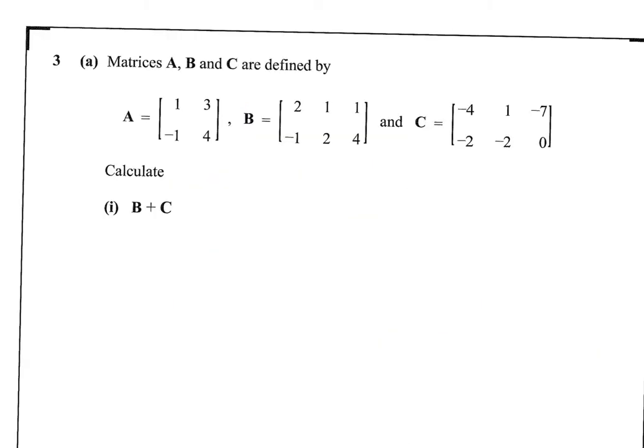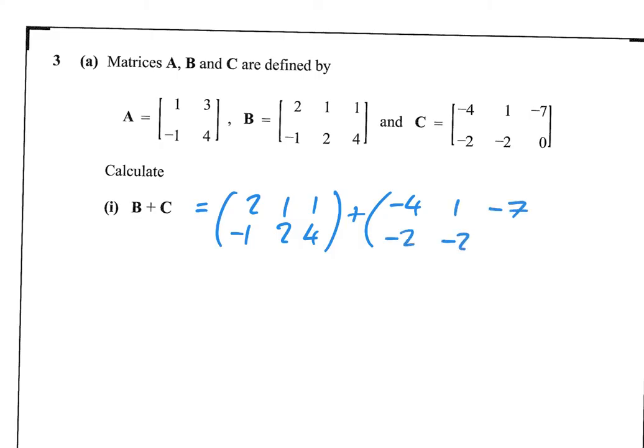Okay, question 3 is a matrix question. You've got your 3 matrices set out, and then it says for you to find B plus C. So B plus C just means you're adding the two things. So I'll just write down my 2 matrices that I'm working with, and I'm adding them. And when you're adding matrices, all you're doing is adding the corresponding elements. So it's going to be a 2 by 3.